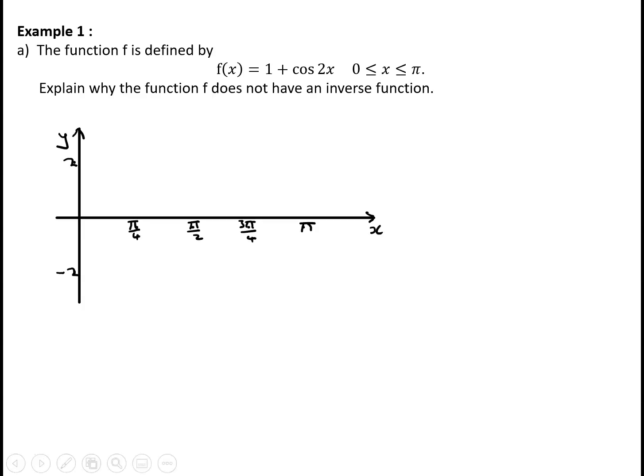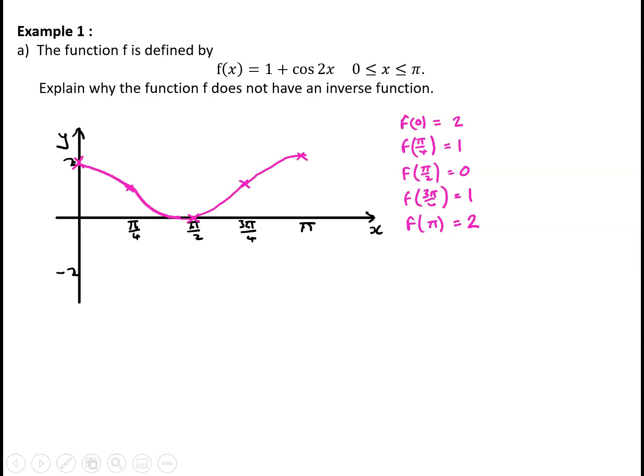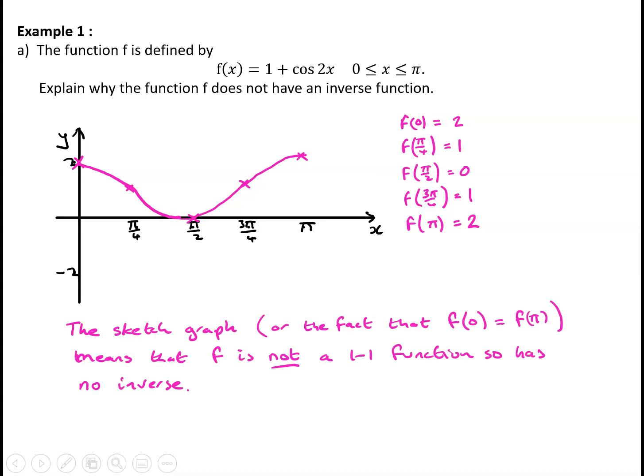So if we produce a little table of values for f, we've got f of 0 is equal to 2, f of pi by 4 is 1, f of pi by 2 is 0, f of 3 pi by 4 is 1, and f of pi is 2 again. So we've got a graph like that, and for instance we can see that f of 0 is the same as f of pi, so we can see that the function certainly isn't a one-to-one function, and thus the function does not have an inverse.